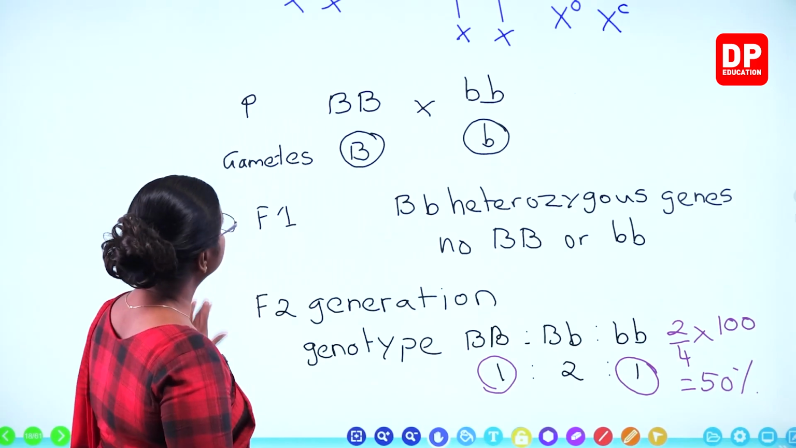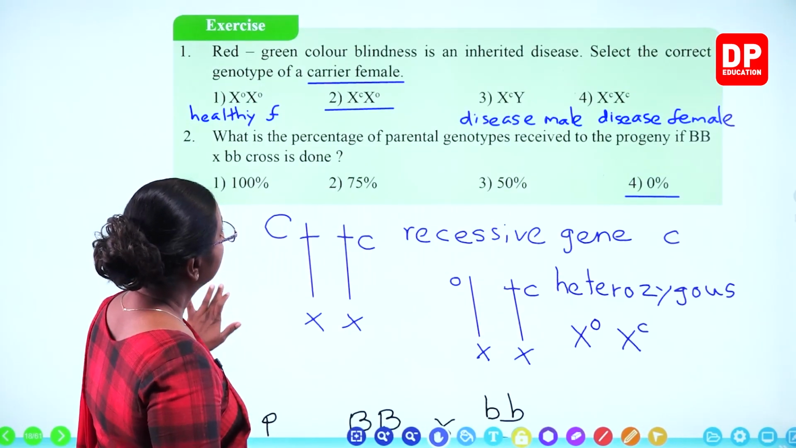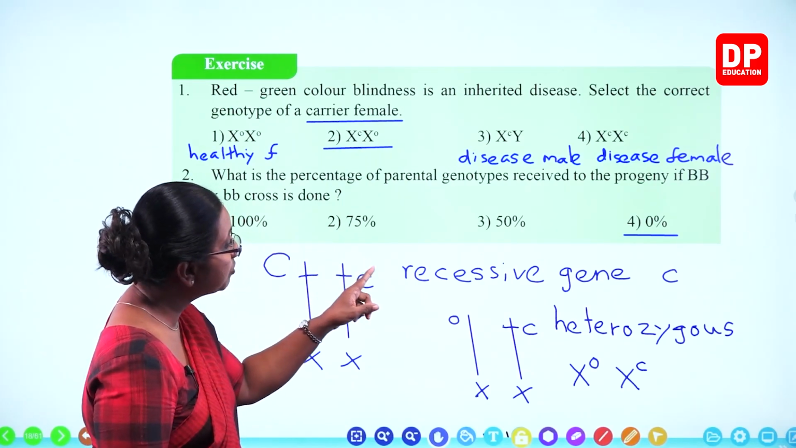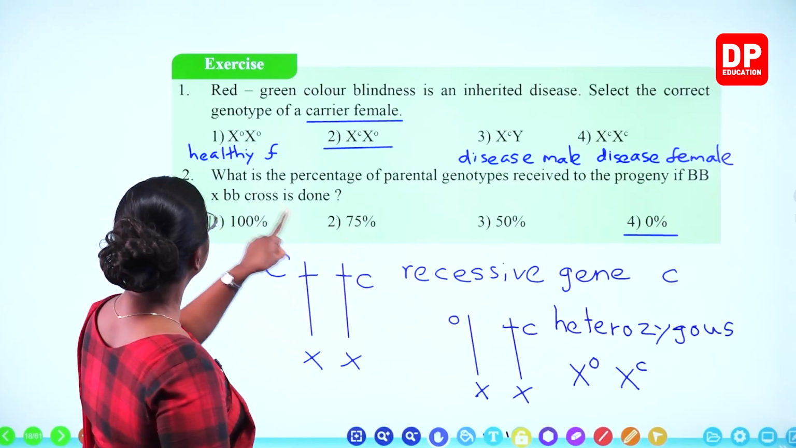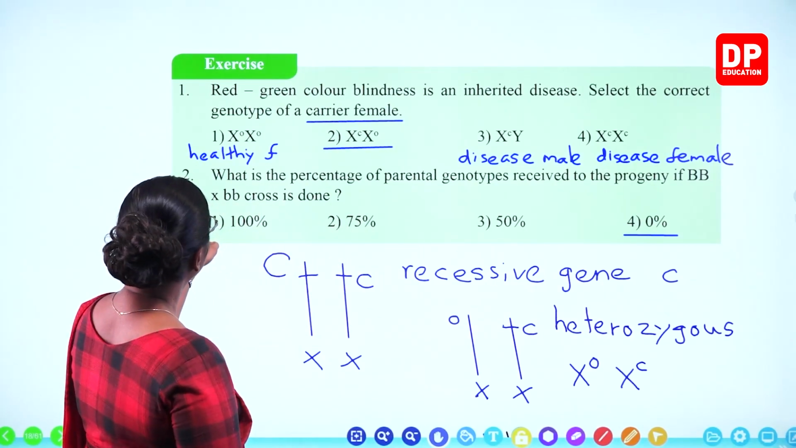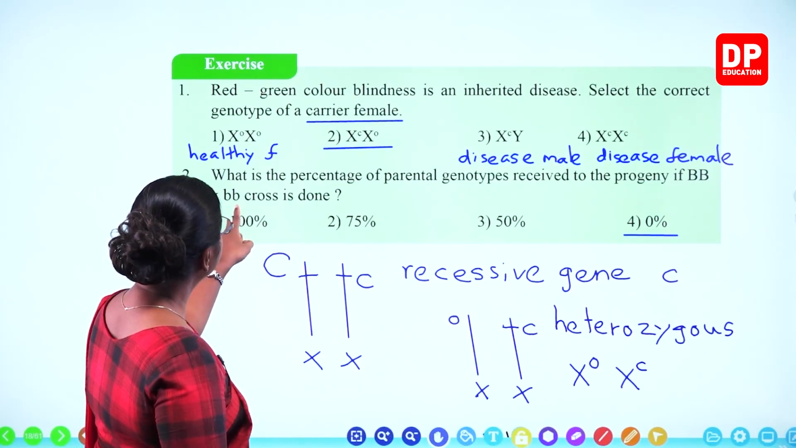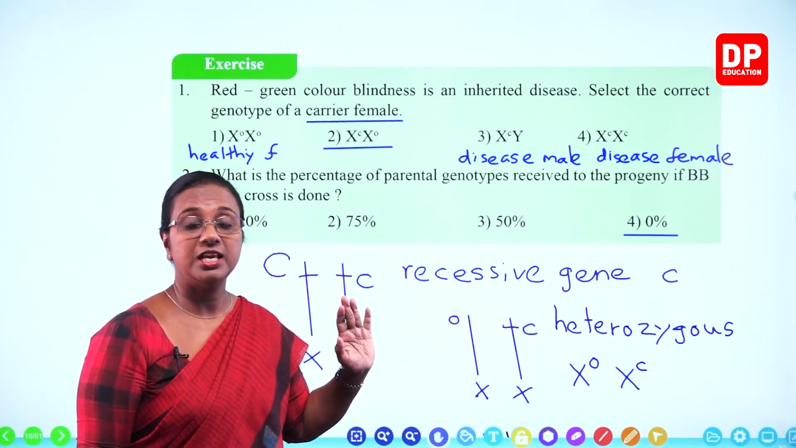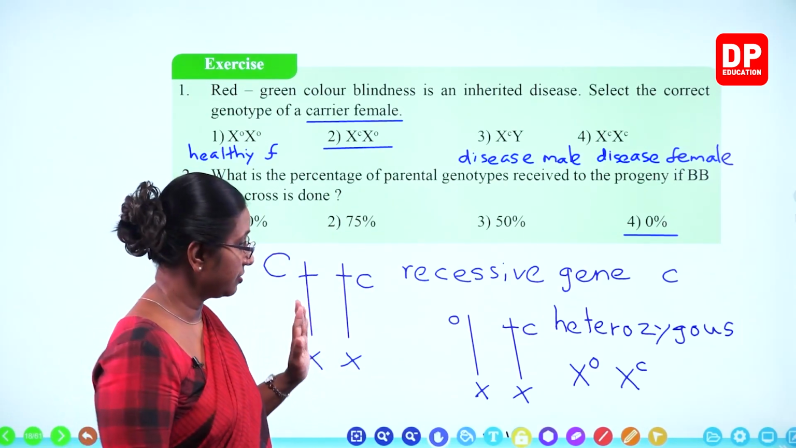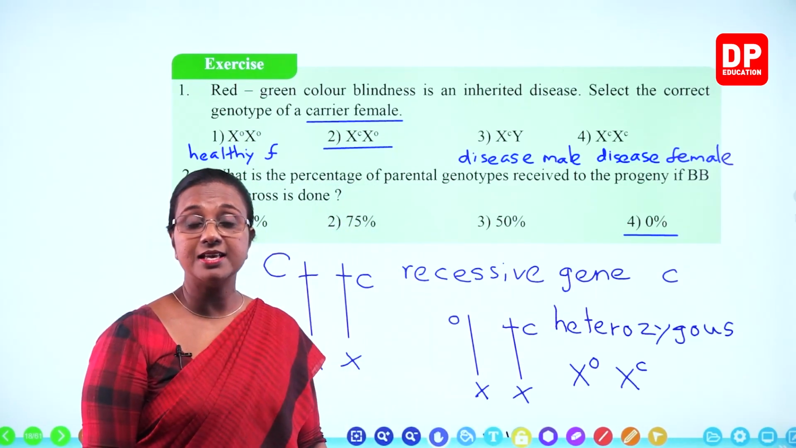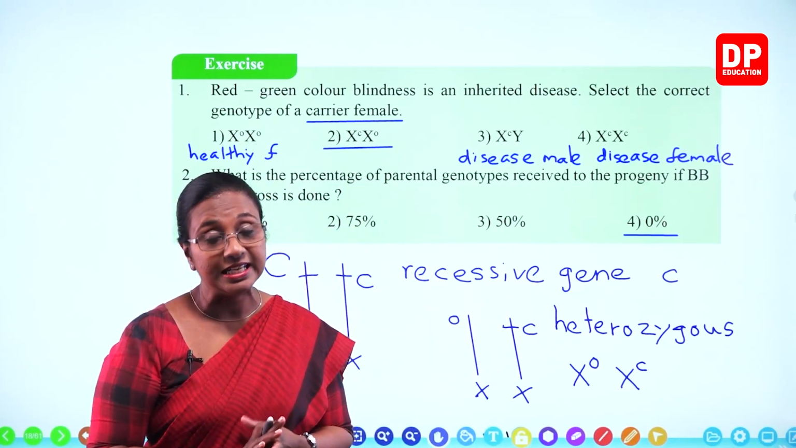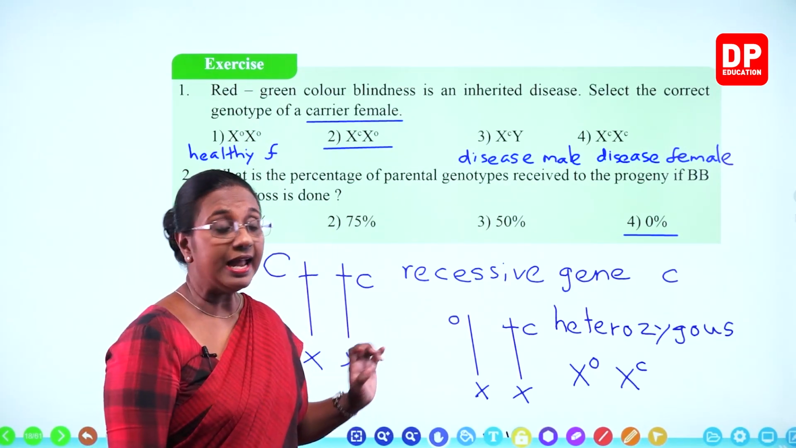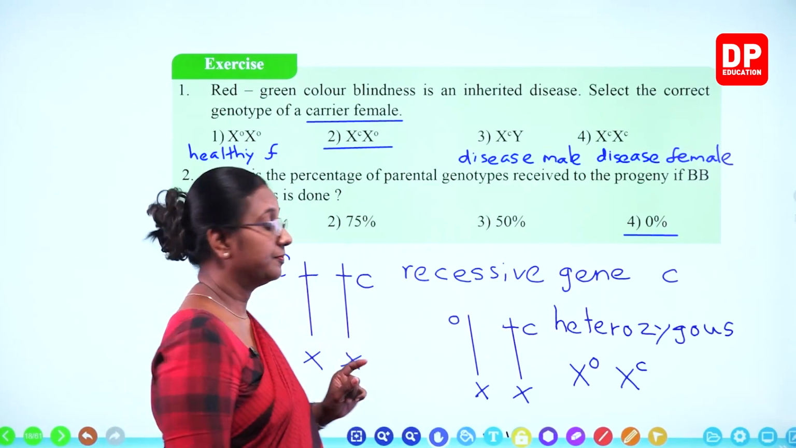But if we look at the question, here, what is the percentage of parental genotypes received to the progeny if BB, that is capital B, is crossbred with simple B, cross is done. So there, since they say progeny, that refers to the F1 generation. That is why we have taken the answer as 0%. Is that clear to you all? So this is something you all have to remember, students. So with that, I will move on to the next slide.